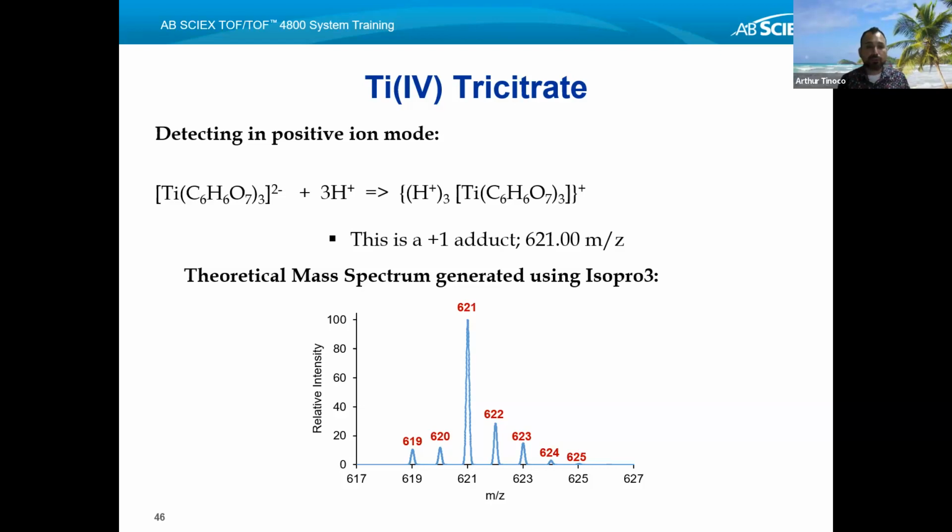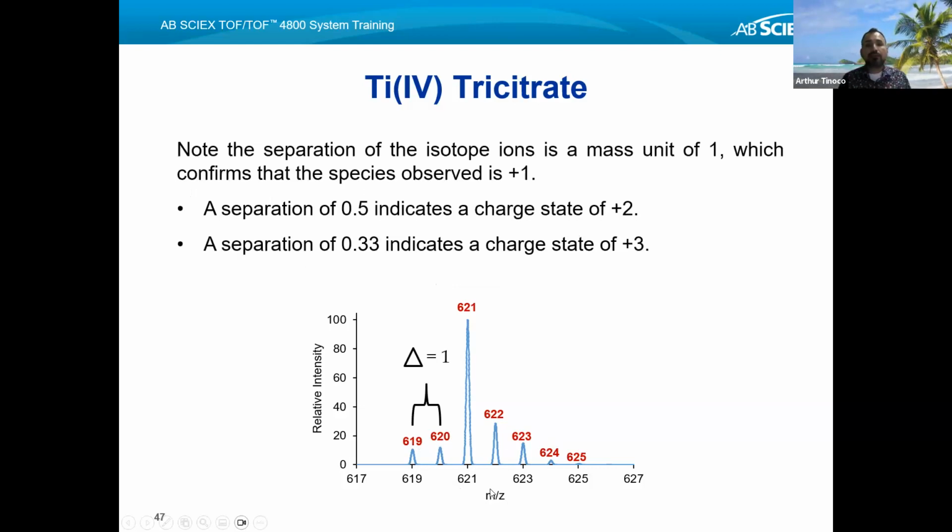But there's also something really important, and it's the separation between these isotopes. What does the separation mean? Well, remember, your axis here is mass by charge. So it turns out that the separation is the measure of the charge of that species. So a separation between the peaks of 1 means that you have a charge of 1.